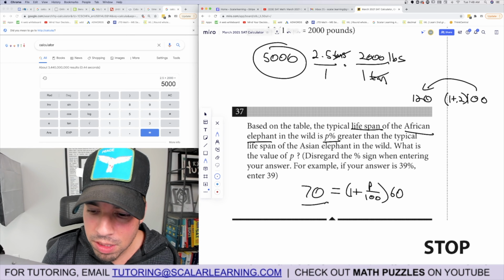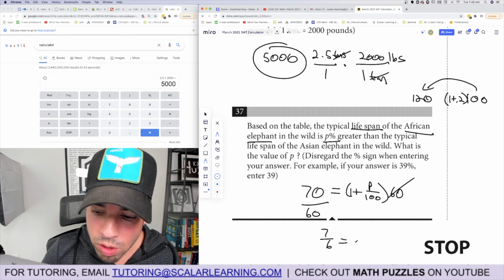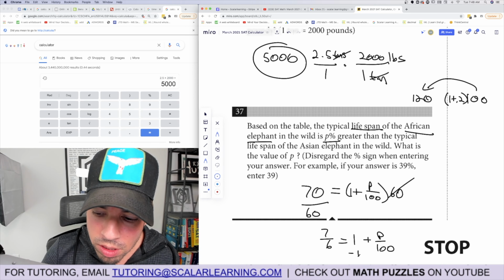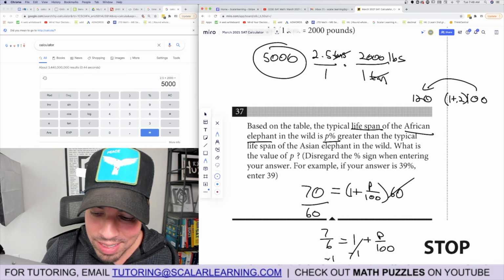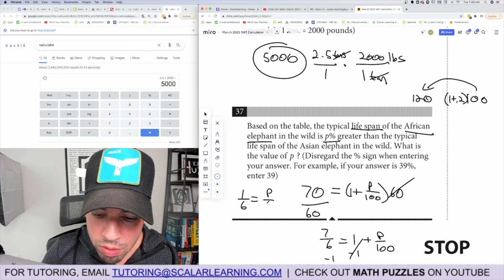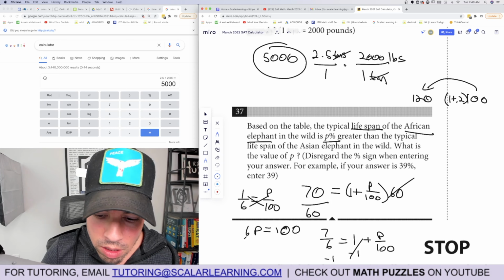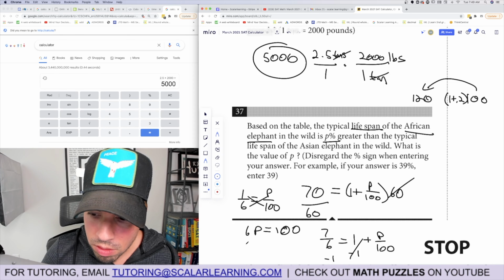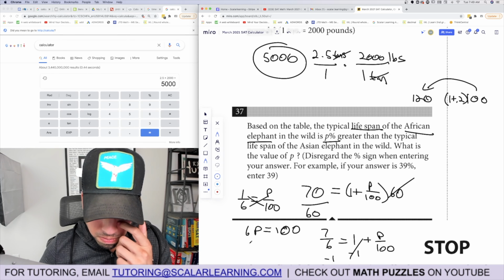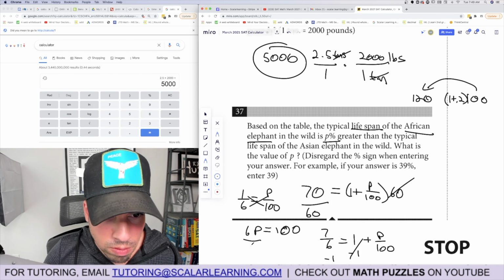So I do 70 divided by 60, which is 7/6 equals 1 plus P over 100. Then I minus 1 from both sides. By the way, minusing 1, that's like minus 6/6, right? So 7/6 minus 6/6 is 1/6 equals P over 100. Cross multiply. 6P equals 100. Wait, does it? This is going to be 100 over 6.